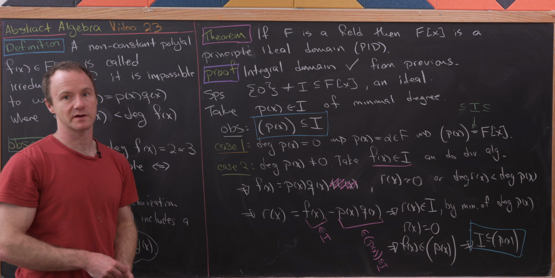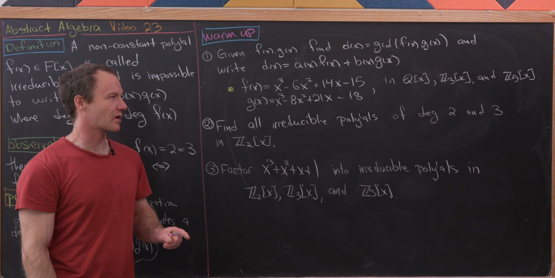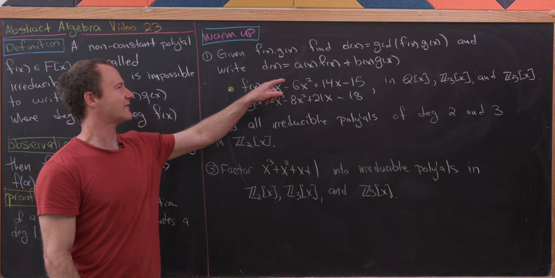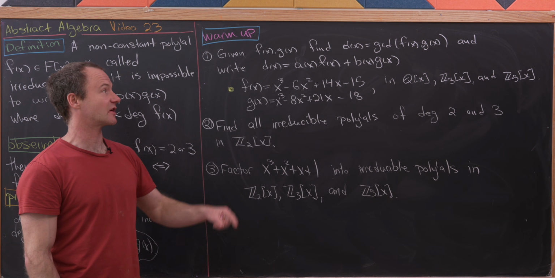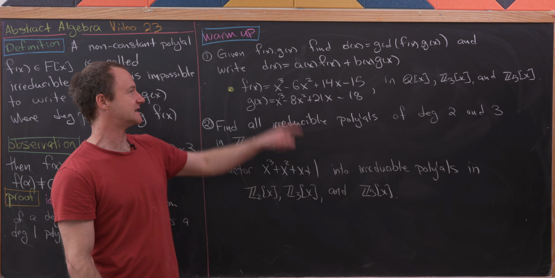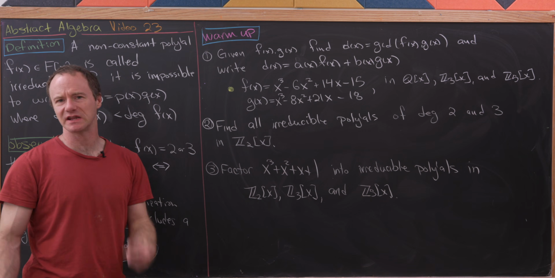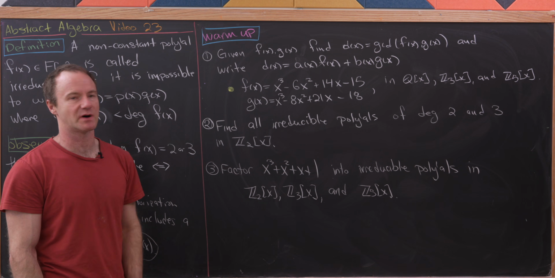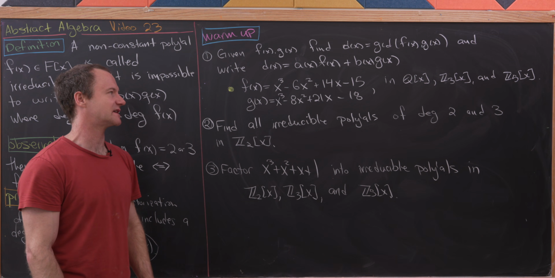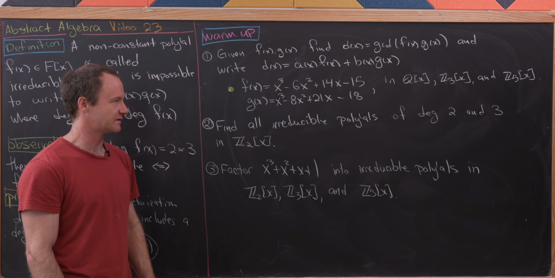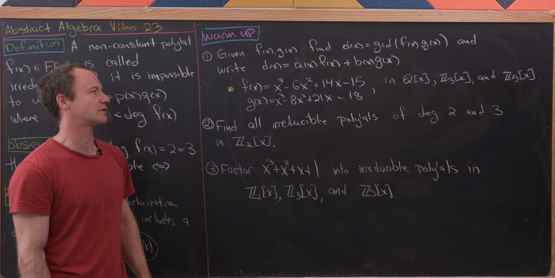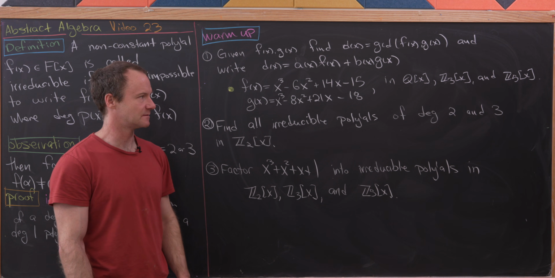Now I'll leave you with some warm-ups. Okay, so I've got 3 warm-up problems based on what we did today. So given the following f of x and g of x, find their greatest common divisor, which we'll call d, and then write d as a combination of f and g, like we did in the examples and like we proved was possible. So let's take f of x to be the polynomial x cubed minus 6x squared plus 14x minus 15, and g of x to be the polynomial x cubed minus 8x squared plus 21x minus 18.